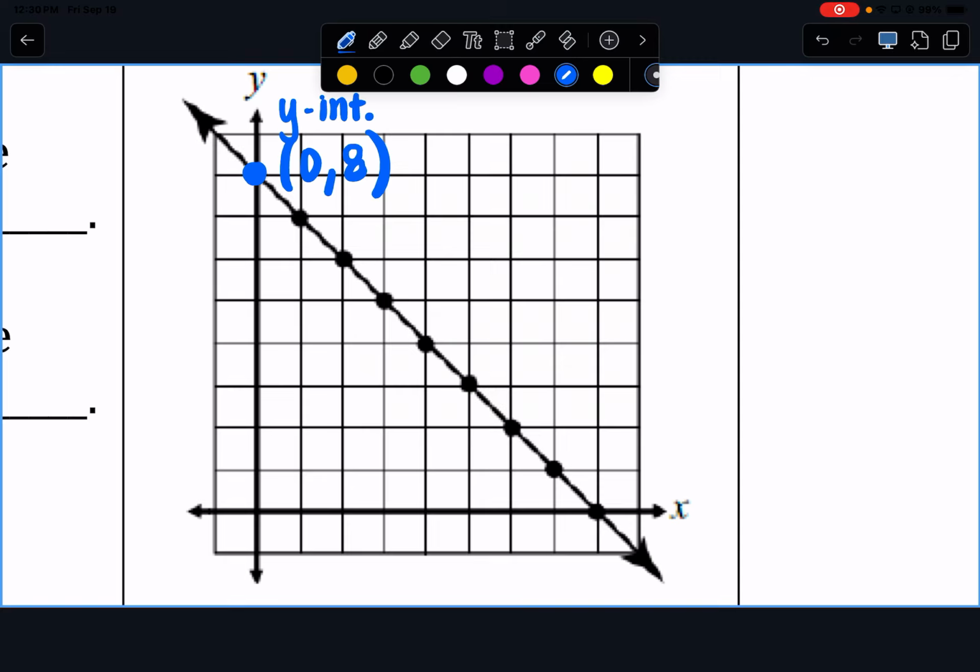All right. Then for our X-intercept, which is what? 8, 0.